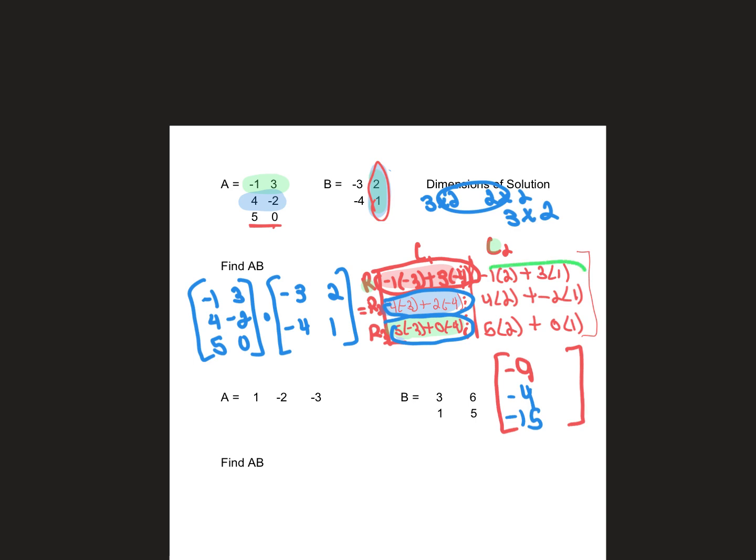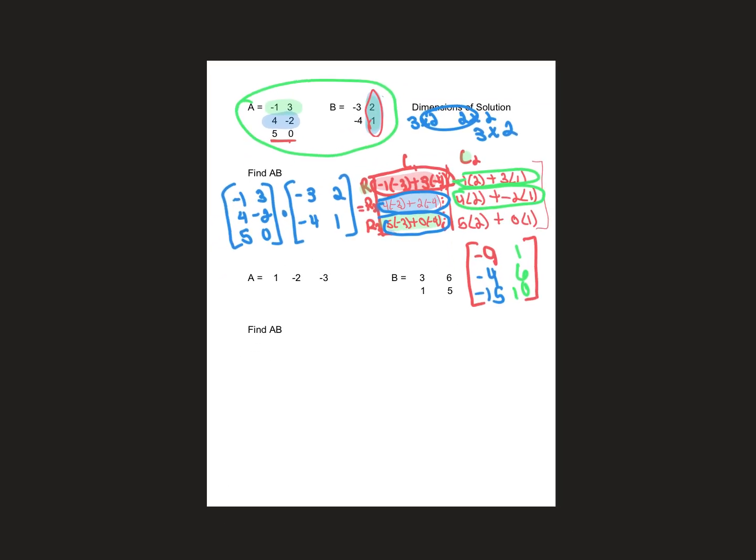If I use my calculator and calculate those right there, I should get 1. If I use my calculator to find those, I should be at 6, and then 10. So when I multiply these two together, I get my first column, -9, -4, -15, and my second column, 1, 6, 10.